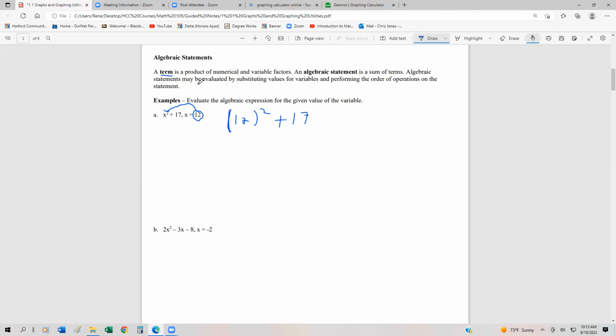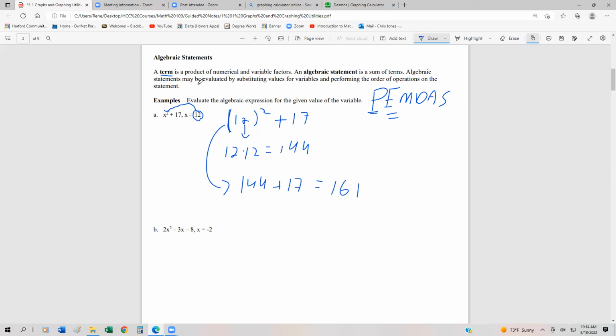So remember, in the order of operations, we have PEMDAS, and P stands for parentheses. We really have a 12 inside the parentheses. It's just a number. But then we also have exponents. And so 12 squared is going to be 12 times 12, which is going to be 144. And so this expression now becomes 144 plus 17. And we know that 144 plus 17 is going to be 161.